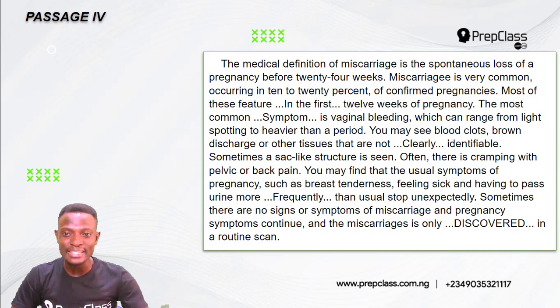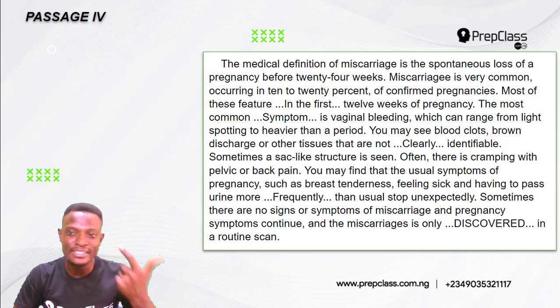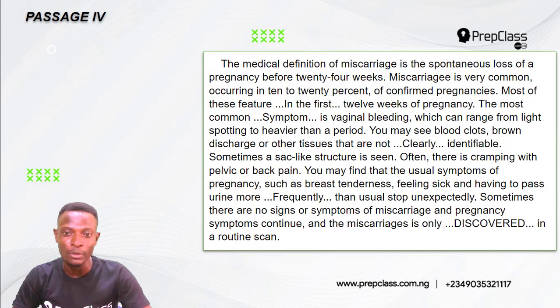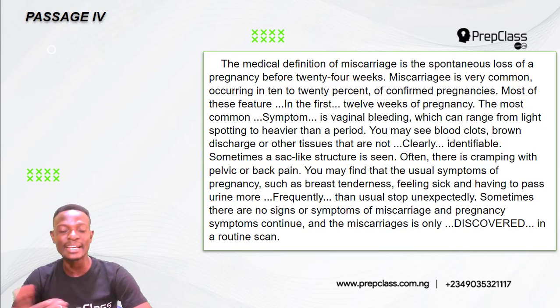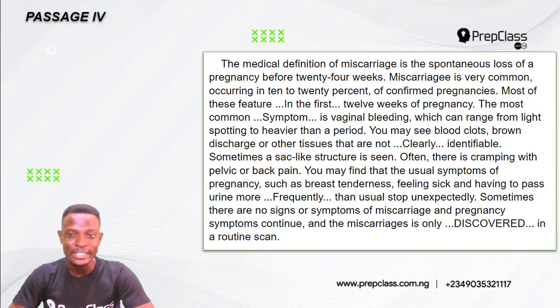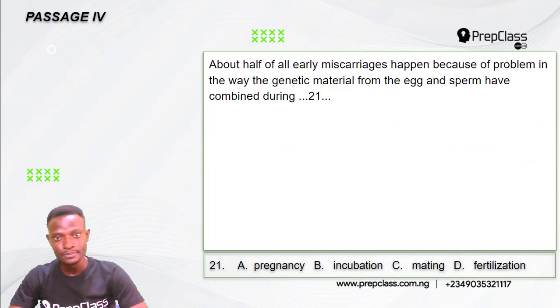You may find that the usual symptoms of pregnancy, such as breast tenderness, feeling sick, and having to pass urine more frequently than usual, stop unexpectedly. Sometimes there are no signs or symptoms of miscarriage and pregnancy symptoms continue, and the miscarriage is only discovered in a routine scan. Right, so let's move on to question 21.